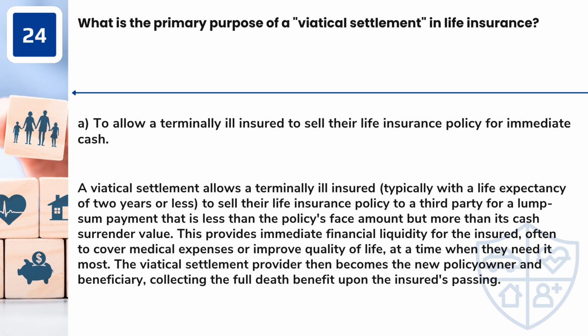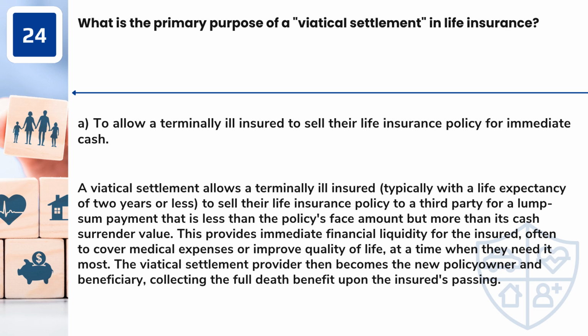Answer: A. To allow a terminally ill insured to sell their life insurance policy for immediate cash. A viatical settlement allows a terminally ill insured, typically with a life expectancy of 2 years or less, to sell their life insurance policy to a third party for a lump sum payment that is less than the policy's face amount but more than its cash surrender value. This provides immediate financial liquidity for the insured, often to cover medical expenses or improve quality of life, at a time when they need it most. The viatical settlement provider then becomes the new policy owner and beneficiary, collecting the full death benefit upon the insured's passing.